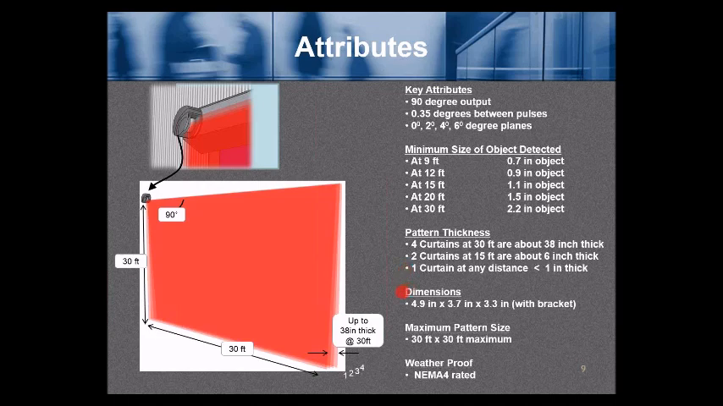Dimensions of the sensor: 4.9 inches by 3.7 by 3.3 with the bracket. We'll see that in just a minute. As we've stated already, the maximum pattern size is 30 feet by 30 feet. And it is weatherproof, with a NEMA 4 rated enclosure.